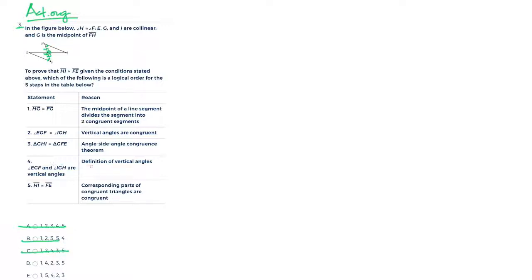So let's look at 4, definition of vertical angle. So here that would probably be next, because first I would define them as vertical angles. Then I would say because they're vertical angles, they're congruent. So it would be 1, 4, 2. And the only option here for that is answer choice D.